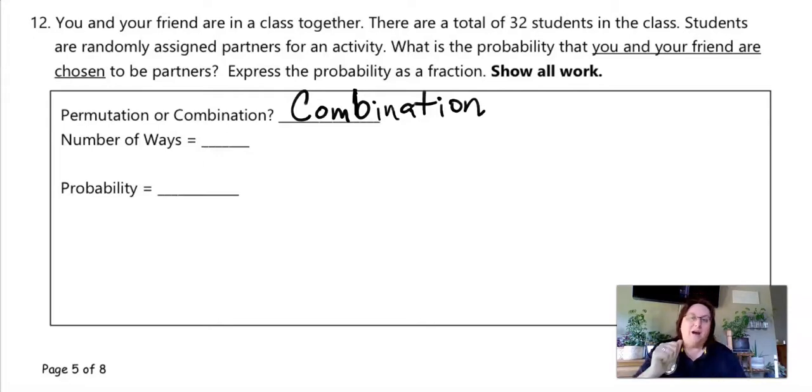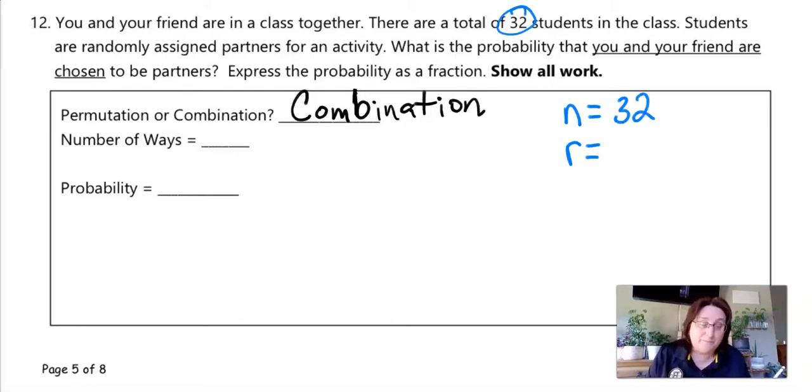Okay, now, how many different ways are there to randomly assign 2 partners out of 32? So we have to figure out, what is our number to choose from? Here's our number to choose from, and how many are we going to choose? It says that there are a total of 32 students. That's our number to choose from. And how many are we choosing at a time? 2. We're choosing 2 at a time.